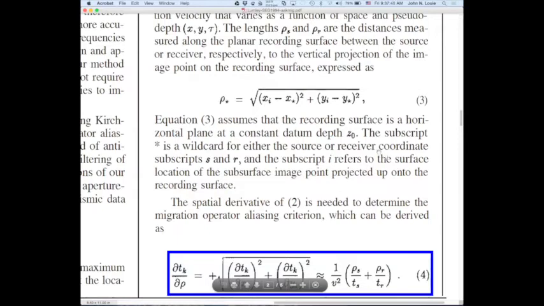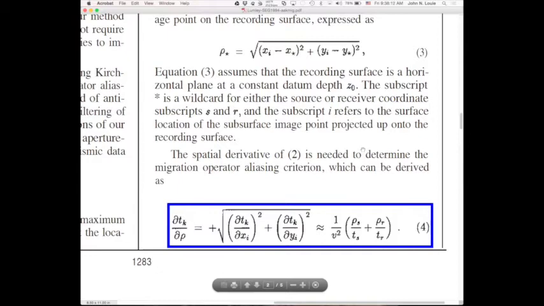and this is actually the equation that I had dead wrong in my code that I had to fix. That was the big thing I had to fix after I redid the AARGKMIG program. Let's see. So here's exactly where we're assuming that the recording surface is a horizontal plane at some constant datum depth z naught.